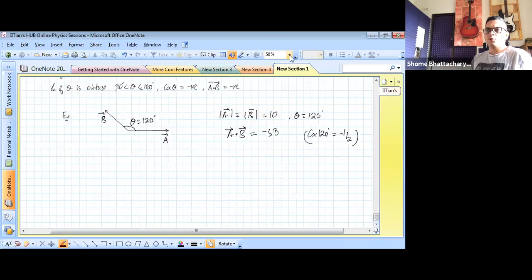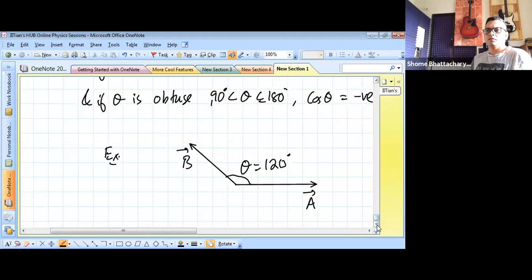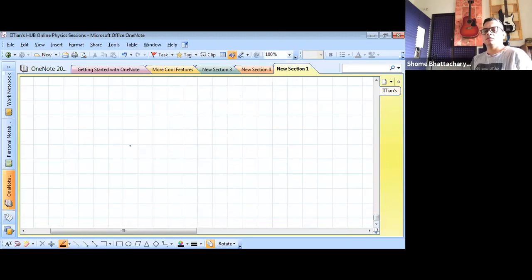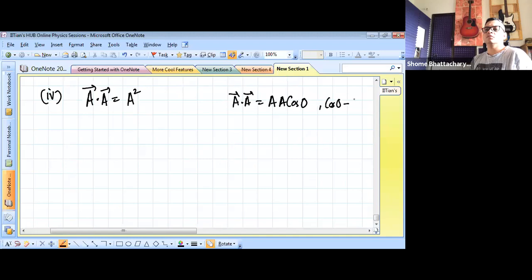Okay. Next property of dot product we understand is: dot product of a vector with itself is square of its magnitude, because A dot A is A into cos 0, and cos 0 is 1. This is a very obvious property.